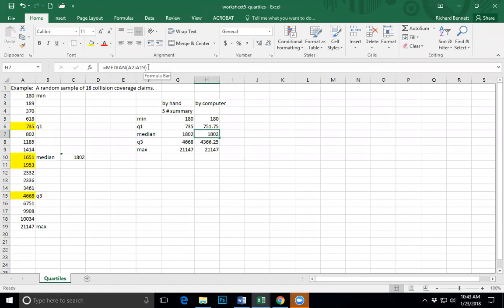Okay, by hand, you just find the median of the top half and the median of the bottom half. Oh, okay. You basically divide it in half. Okay? All right, any other questions?